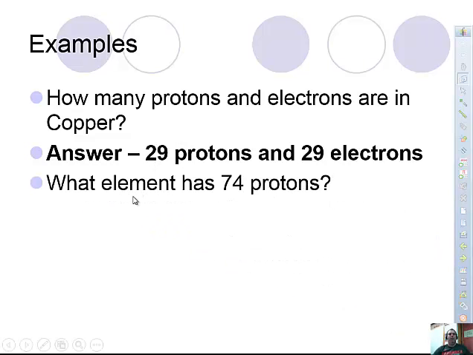On the flip side, I can go ahead and ask you, well, which element has 74 protons? So again, go to the periodic table. The protons tell you the chemical identity of the element because you look for that atomic number. Finding number 74 on the periodic table, you're going to get tungsten.